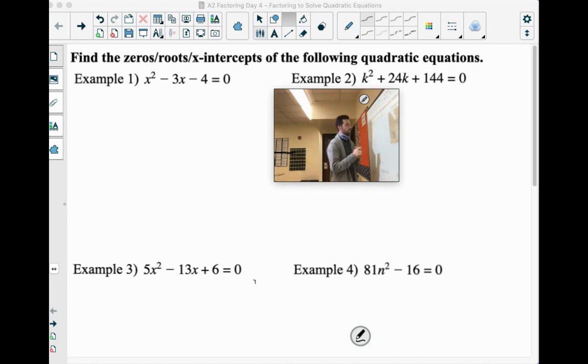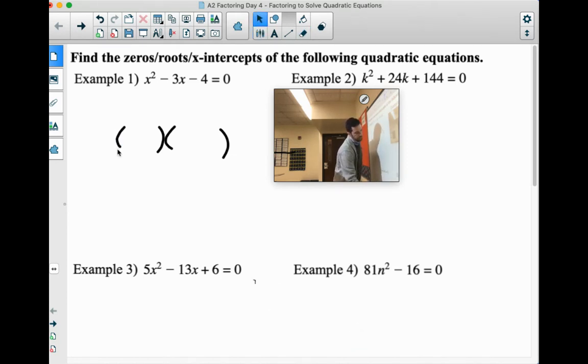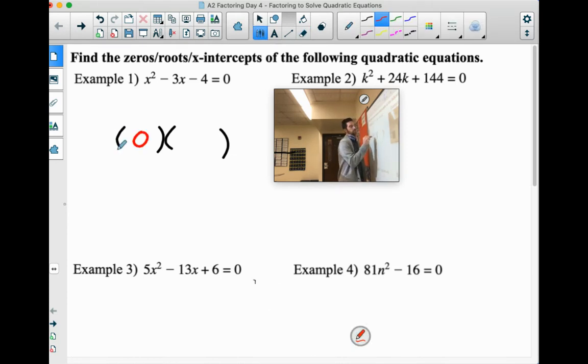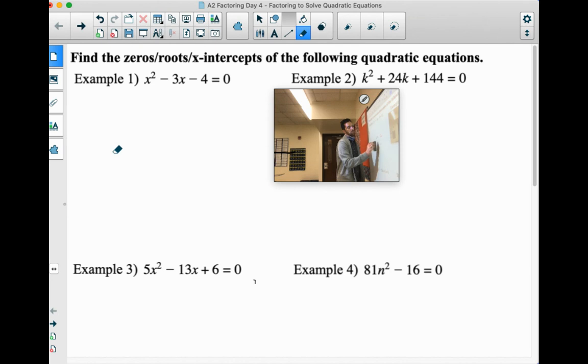So here's the deal. If I can have these two sets of parentheses, and I can get one set of parentheses to equal 0, it doesn't matter what the other set equals. It could be -5, and 0 times -5 is 0, right? Same thing the other way. If I had 51 over here and 0 in the right set of parentheses, that would be 0, right? Because 51 times 0 is 0. That's the basic idea of what we got going here.